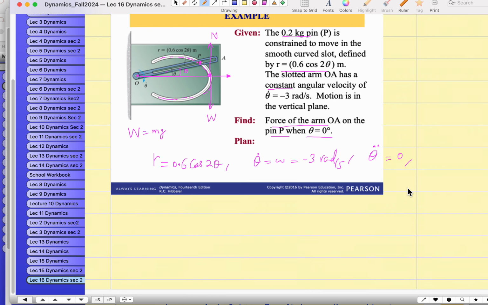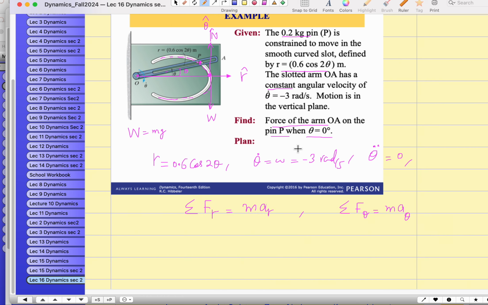So let's start from here. If I do the math, let me show you. This is the radial unit vector, and this is the transversal unit vector. You already know that the sum of all forces in the radial direction is mass times acceleration in the radial direction, and the sum of all forces in the transversal direction is mass times acceleration in the transversal direction.